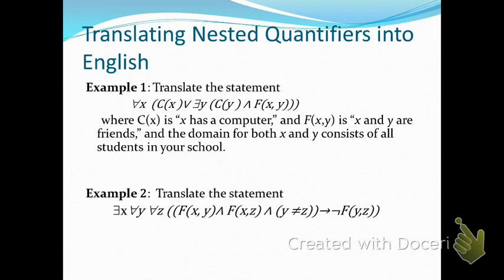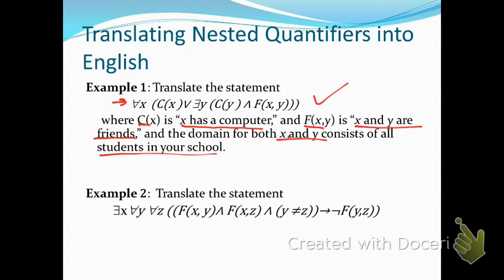Let's look at these 2 examples, and our goal is to translate these statements back into English. If we read this statement here: for all X, we have C of X, or there exists a Y such that C of Y and F of XY. Now, what do all these predicates mean? C of X is going to be X has a computer. F of XY says that X and Y are friends, and the domain for both X and Y is all students at your school. So we're going to translate this first exactly how it reads, and then we'll think about how we would really say that in English.